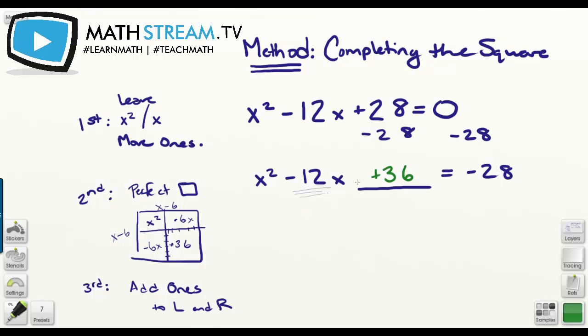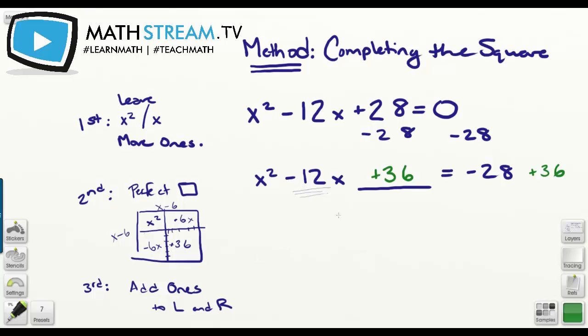If I add 36 ones to the left, I have to do it to the right as well. Otherwise, we throw this whole equation out of balance and we won't get the right answer. So add 36 to the left and add it to the right. Let's simplify. And there are two ways that we need to simplify.